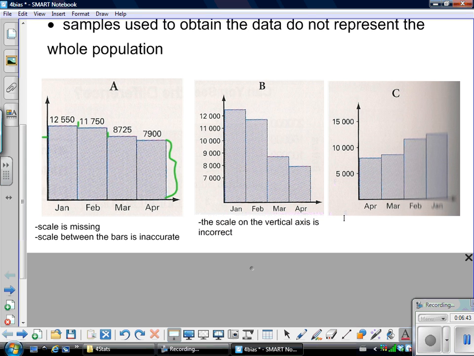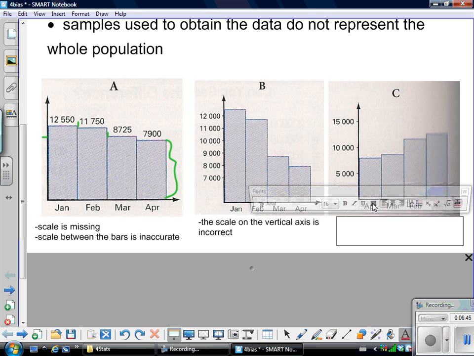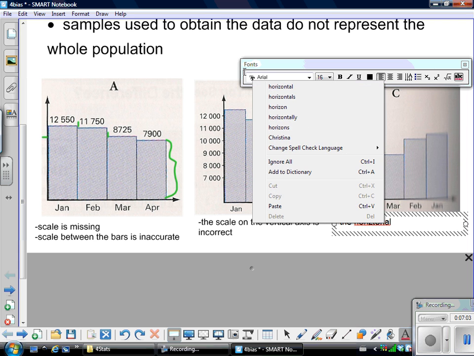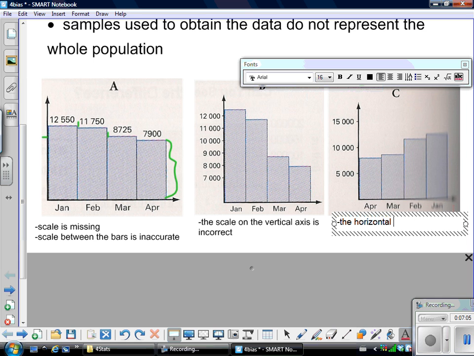And if we look at the last one, they've done a reverse order on the x-axis, on the horizontal axis. The horizontal axis has been reversed.